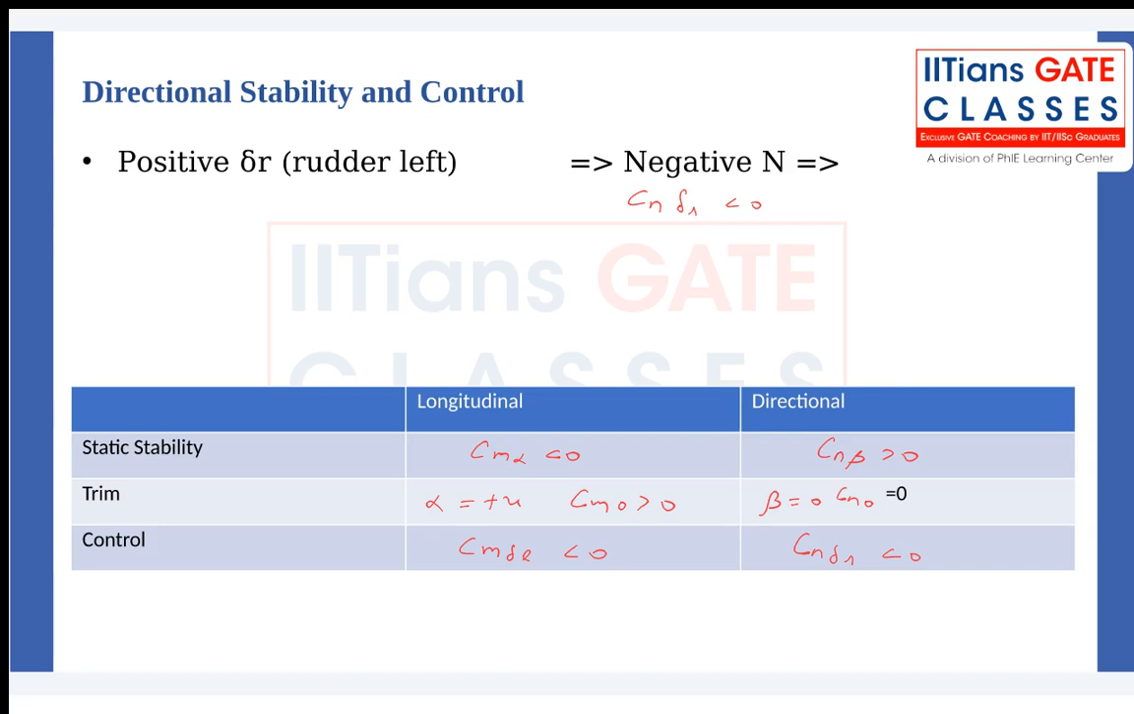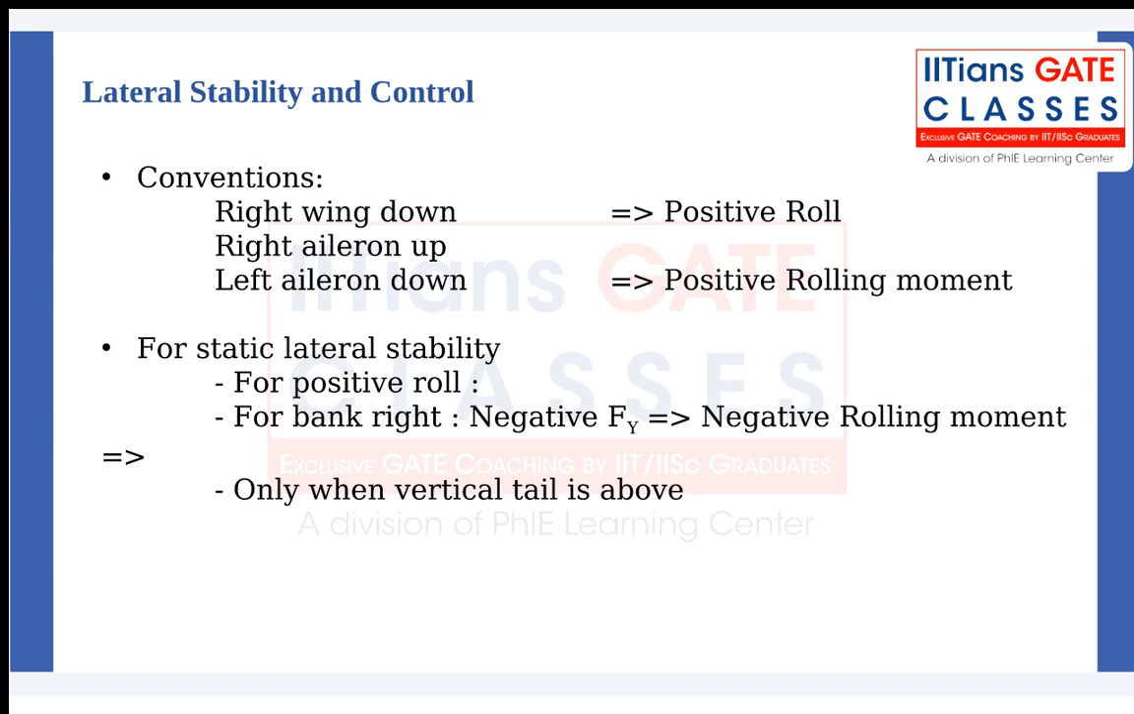Next we have lateral stability. Here again, convention: right wing down is considered positive roll. Again, you can put your thumb along your stability axis. The direction of curl of fingers gives you the positive moment. So right wing going down is positive roll. Right aileron up, left aileron down is positive rolling moment. Now for static lateral stability, the only condition is CL beta should be less than 0. This is the only condition required for that.